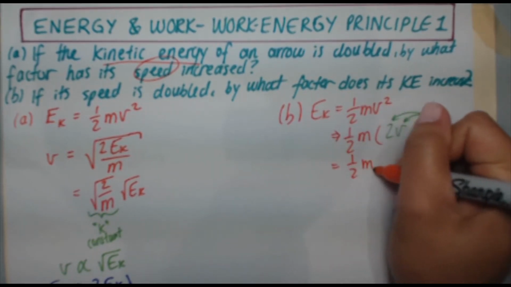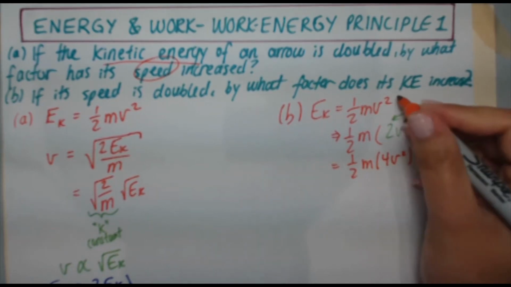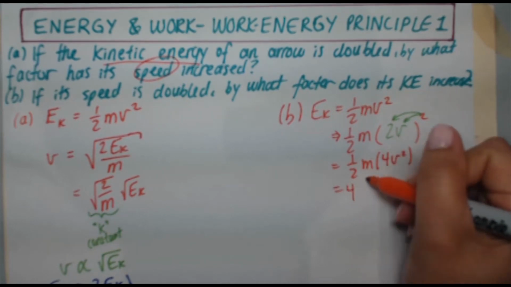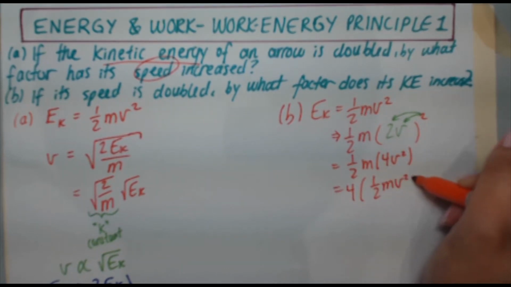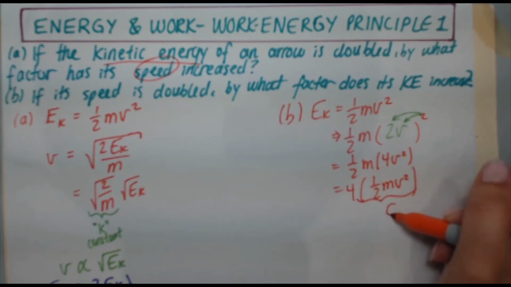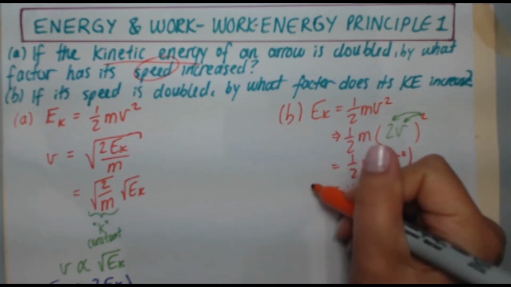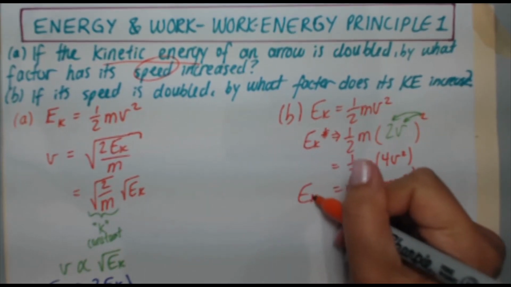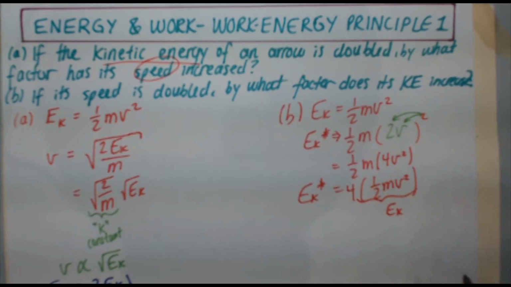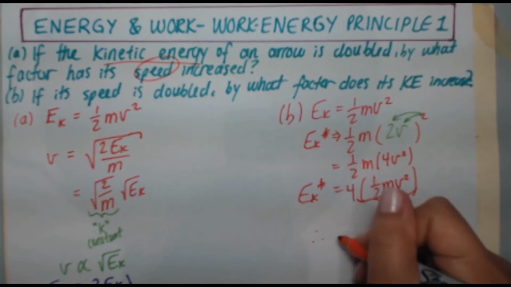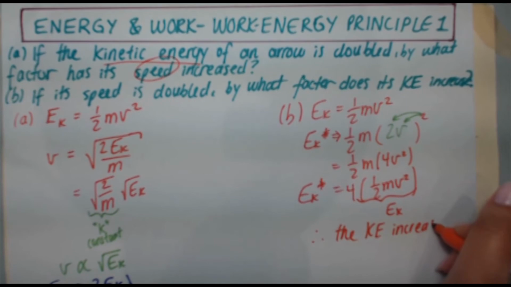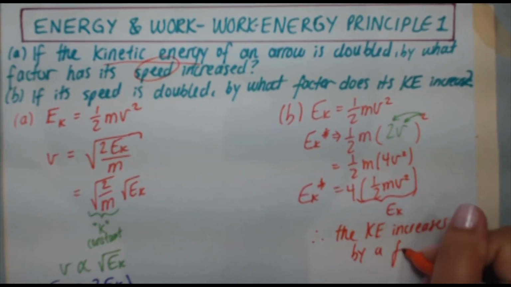So 1/2 m 4v squared. Let's try to make it look like the original expression. Let's take out the 4, bring it to the front, and you're going to have 1/2 mv squared. So 4 times the original Ek. That's your new Ek. So why don't we call this Ek star? Your new Ek, your Ek star, is 4 times the original. So doubling your speed actually quadruples your kinetic energy. So therefore, the kinetic energy increases by a factor of 4.